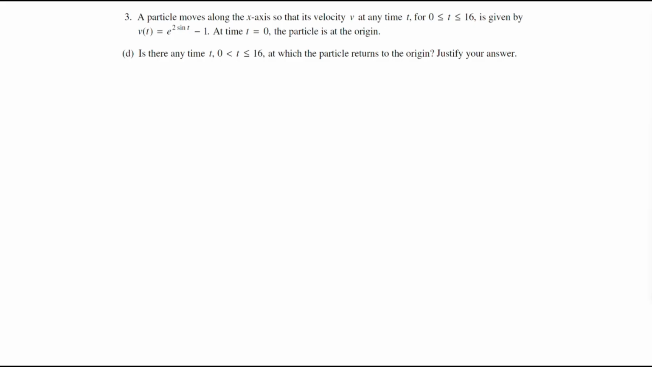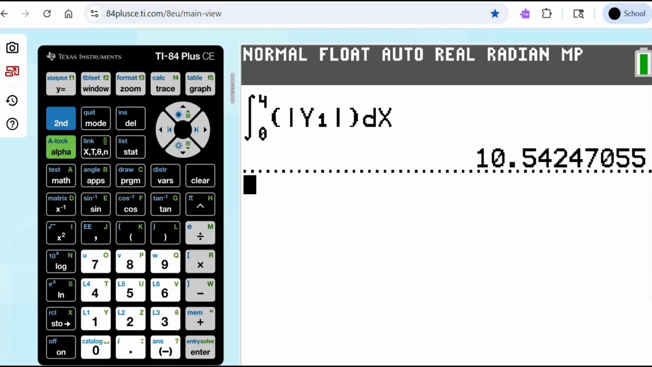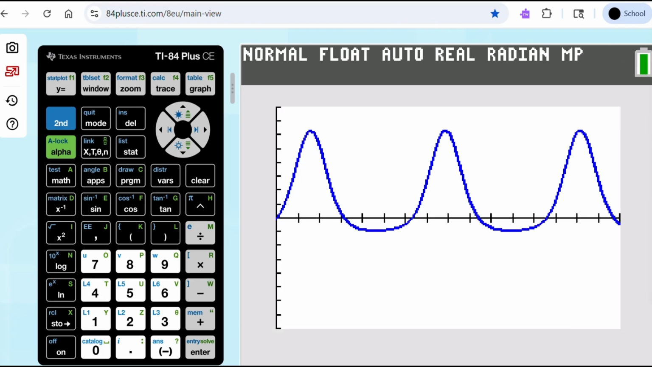And in part D, it asks, is there any time on 0 to 16 in which the particle returns to the origin? And you've got to come up with a reason here why it does or does not. And so if we look at this, we know that this is a cyclical function here, right? This is a sinusoidal function.